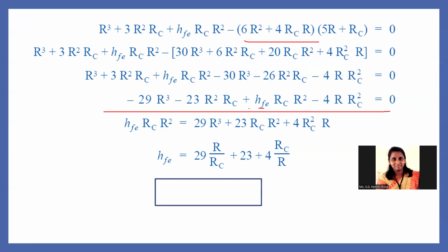Here, you bring the HFE term towards one side, remaining terms to the other side, and you will be getting HFE equal to 29 R by RC plus 20. Now you can replace this R by RC as RC by R is K. So R by RC is 1 by K and RC by R is K. Now we will be getting the HFE. This is the condition for your oscillation. So by equating the real part, we have found out the condition for oscillation. Equating the imaginary part, we have found out the frequency of oscillation, where K equal to RC by R.